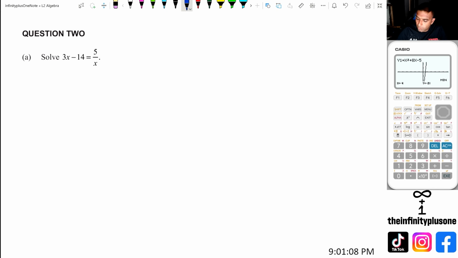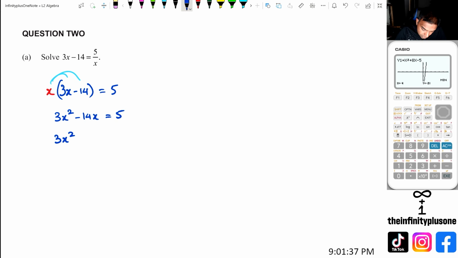All right, folks. So for question 2a, I think what we've got to first do is get rid of the x from the denominator. So we're going to bring it across, and we're going to have 3x minus 14, and we're going to multiply it by x to give us 5. Then we're going to expand the brackets: 3x squared minus 14x equals 5. Then we're going to get 3x squared minus 14x minus 5 equals 0.